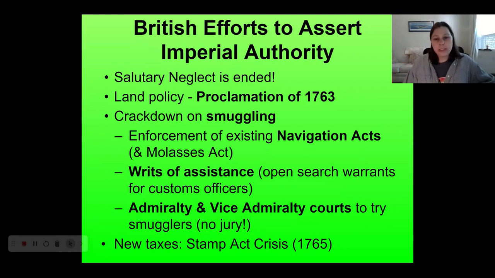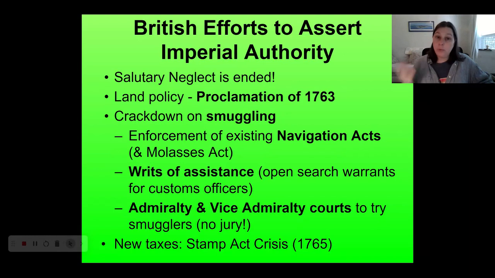Remember that starting in about 1690, the British government had been trying to implement and then enforce navigation acts, but they had been really inconsistent. They would implement a new navigation act, and then the colonists would smuggle, and then they would just give up for a little while, right? So there hadn't really been any consistent enforcement of British imperial authority up to this point. But that all changes after the French and Indian War, right?